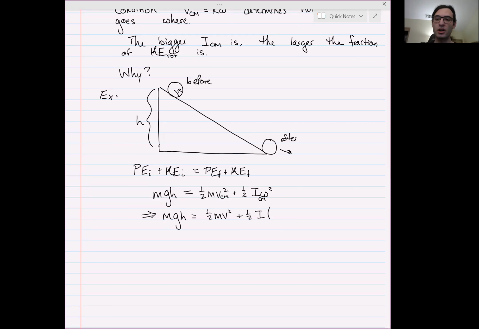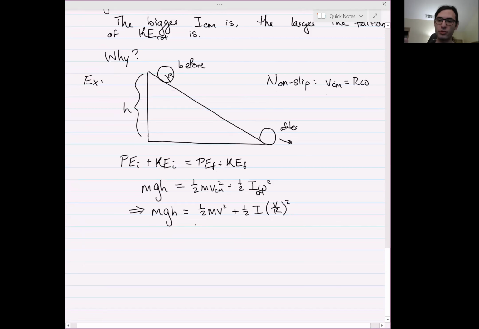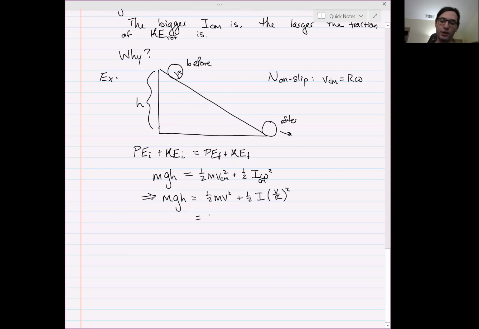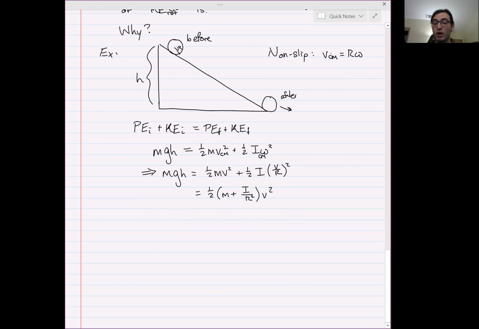We know from the non-slip condition that v_cm equals r omega. So in particular, omega is v over r. And so we can rearrange this even further, or factor rather, and we get that mgh is equal to 1/2 (m plus I over r squared) times v squared. And so then we can just solve for v.